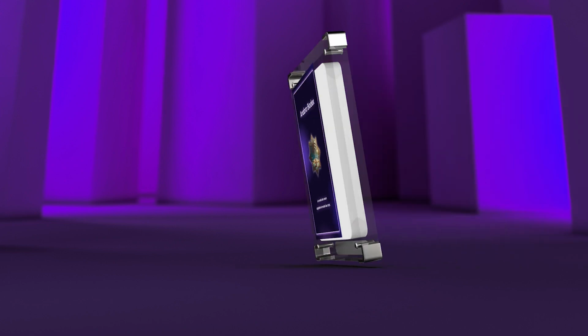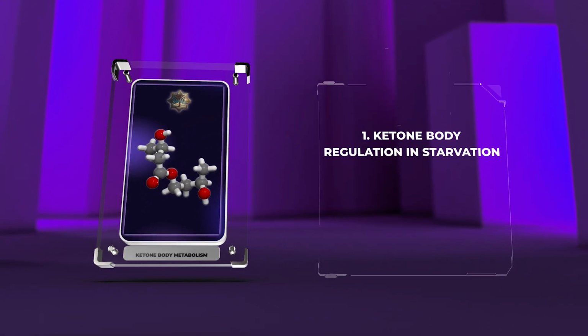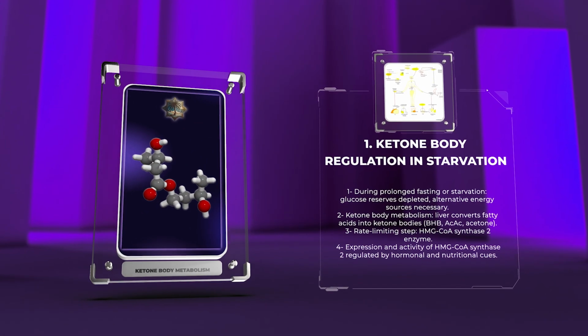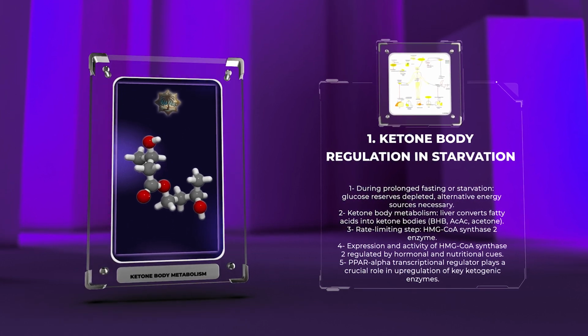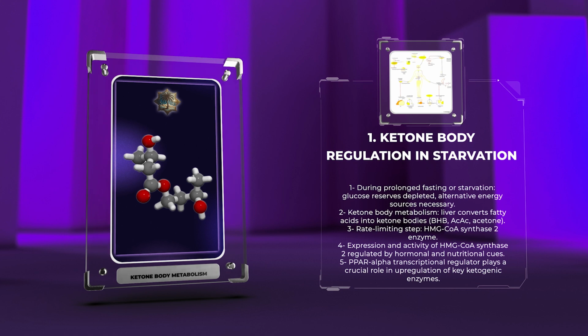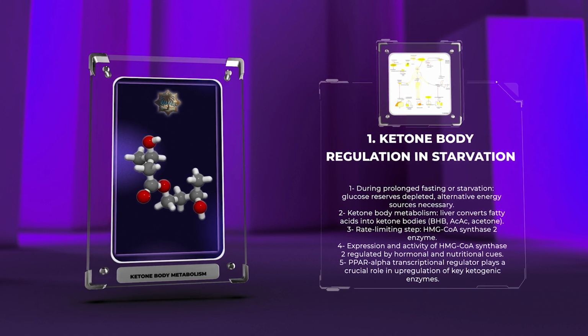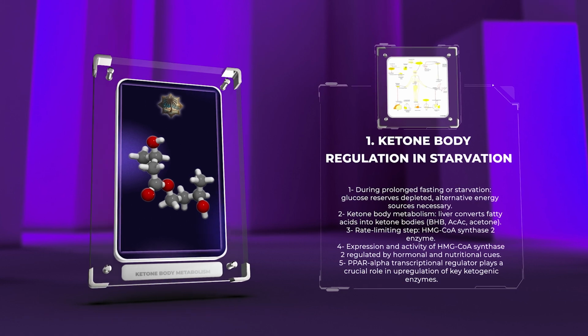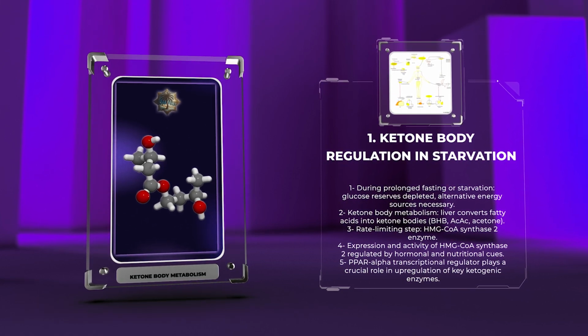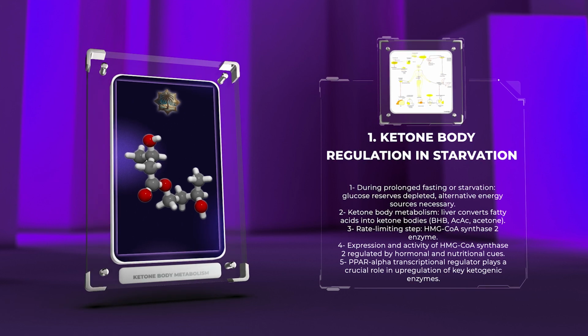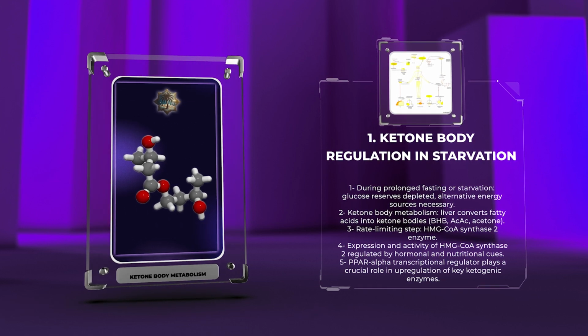During prolonged periods of fasting or starvation, the body's glucose reserves become depleted, necessitating alternative energy sources. This is where ketone body metabolism comes into play. The liver enzymatically converts fatty acids into ketone bodies, such as beta-hydroxybutyrate, BHB, acetoacetate, ACAC, and acetone. The rate-limiting step of this process is the mitochondrial enzyme, HMG-CoA synthase 2.